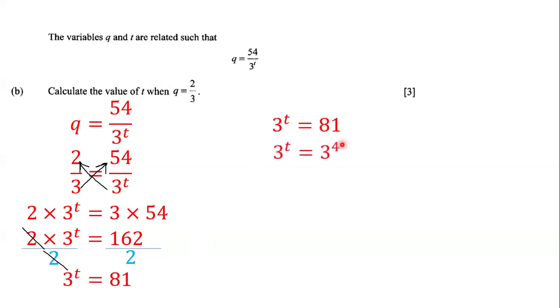And so what we do is we take 81 and we express it such that it has 3 as the base. So 81 is going to be equal to 3 raised to the power of 4, and that's because 3 raised to the power of 4 is equal to 81. And so we have 3 raised to the power of t is equal to 3 raised to the power of 4. And so since these two bases are the same, if the bases are the same, then the powers are equal. And so that means that t is equal to 4. And that's the answer to this particular question. t is equal to 4.